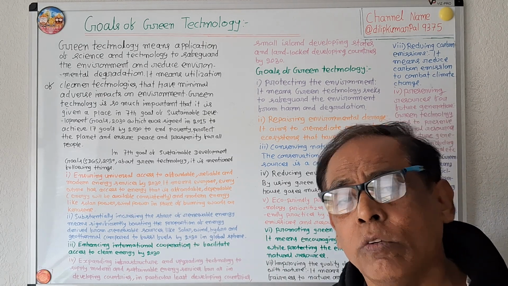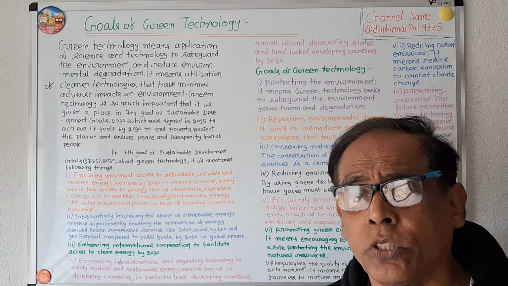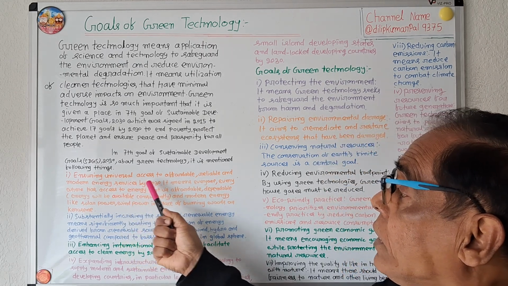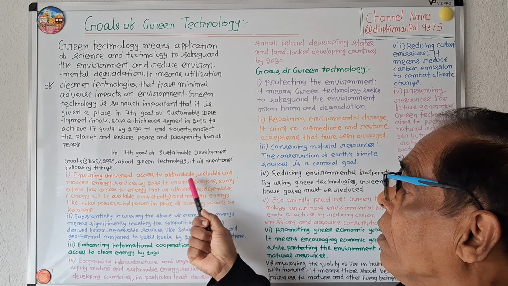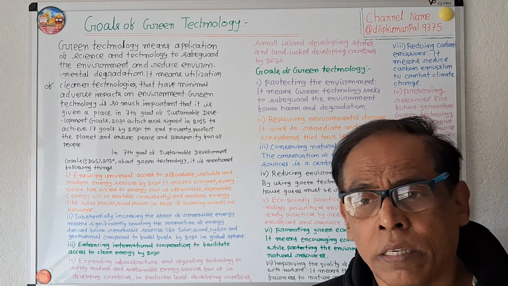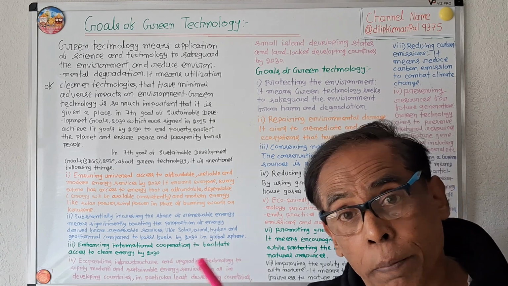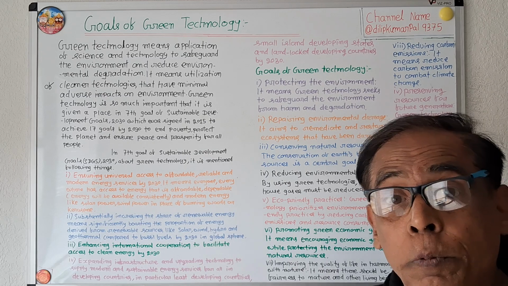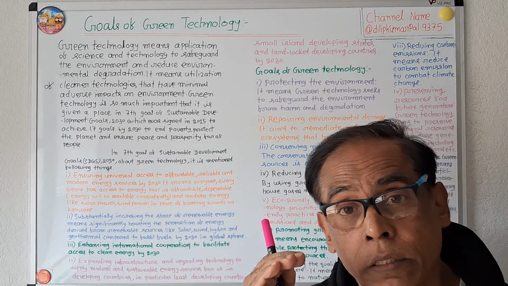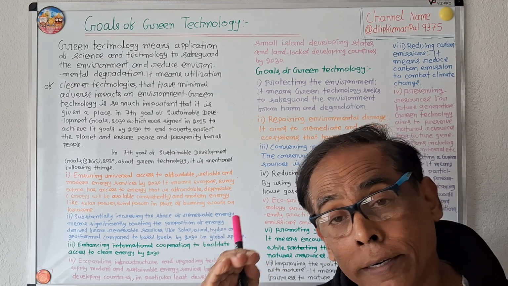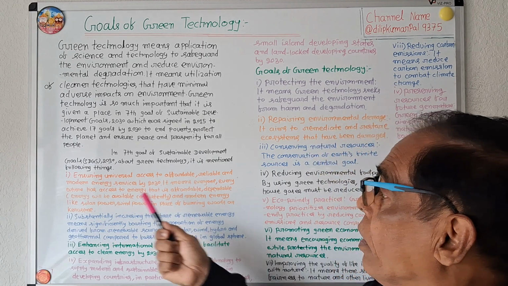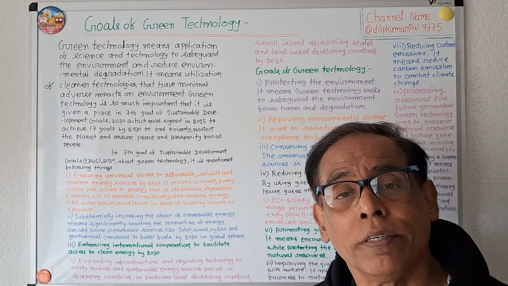It is mentioned in the seventh goal of the Sustainable Development Goals of 2030 that there should be universal access to affordable, reliable, and modern energies by 2030. It is mentioned that green technologies should be made affordable to all. Number two, it should be reliable. Reliable means there should be consistency. People will get this green technology at any cost. And modern green technologies will be used.